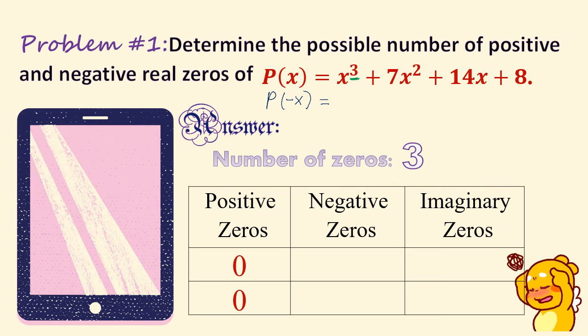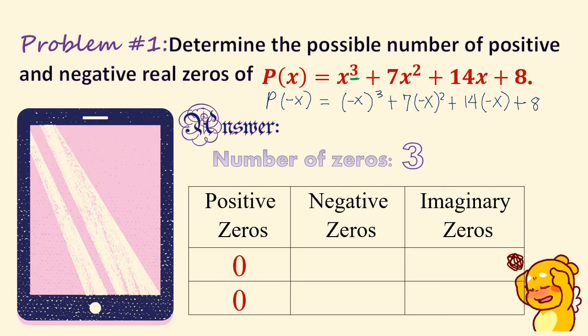But for p of negative x, we really need to modify first the given polynomial function. So how? We are supposed to change all the x, or the variable x, in the given polynomial function into negative x, all of those x, so remember that. So 14 times negative x plus, and just simply copy the constant. And we are not yet done. You need to simplify this.